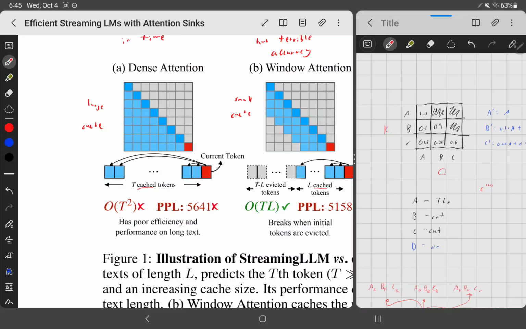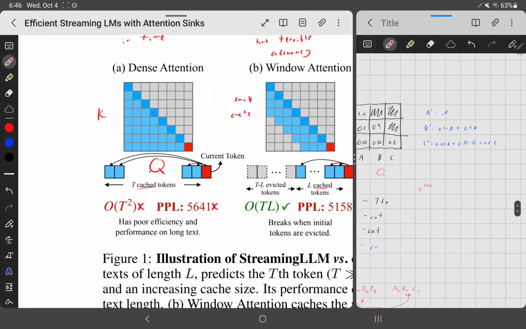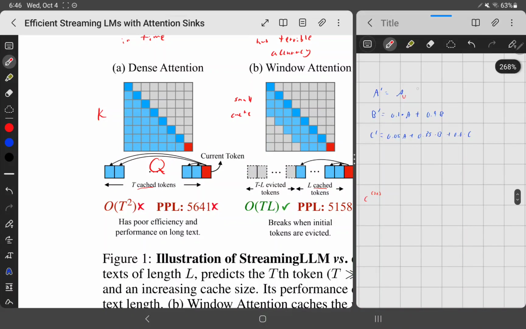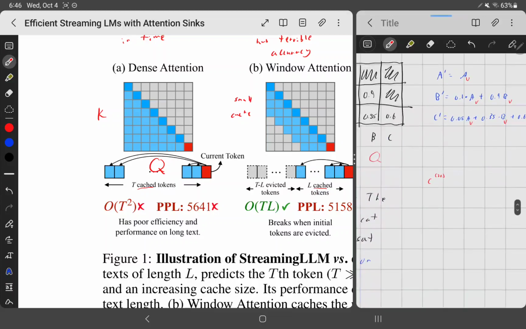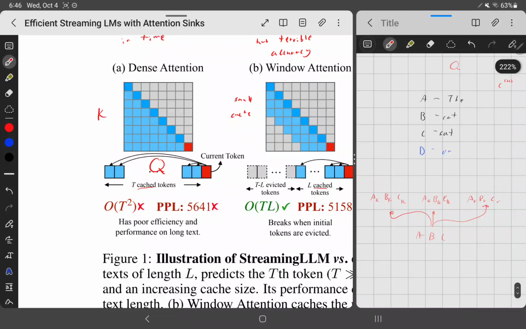So you construct the matrix from keys and queries. This would be our keys, and these would be our queries here. And the values would be these ones here. So this would actually be AV, AV, BV, AV, BV, CV, but you can think of them as just the initial tokens in the sequence. So that's the full attention, but you actually cache your keys and your values, so you don't have to recompute them.